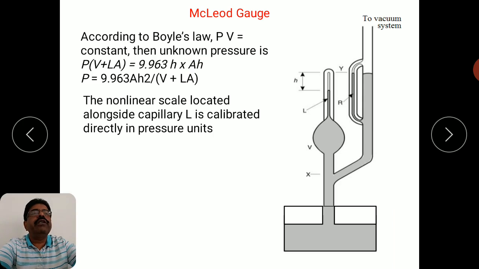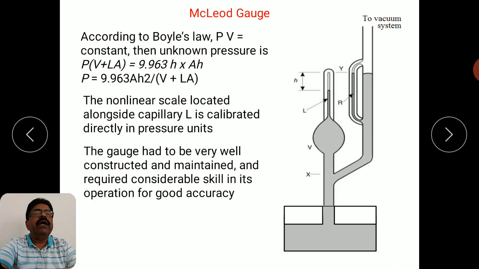So you can calibrate the scale on the tube, and it can be used for the measurement of pressure. The gauge has to be very well constructed. While constructing this gauge, care should be taken, and it should be very well maintained also, because otherwise the accuracy will be very poor. And considerable skill is required in its operation for good accuracy. So there are a lot of limitations. It should be properly constructed and maintained, and care should be taken while operating it. Very proper measurement is required in this case.